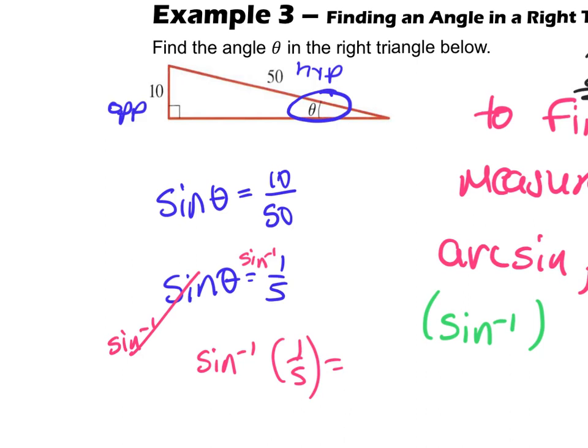It's inverse operations. If you were adding, you would subtract. If you're multiplying, you would divide. Since we're taking the sine, you do the inverse, which is arc sine. So in your calculators, guys, hit second sine, and then in parentheses, put 1 divided by 5.